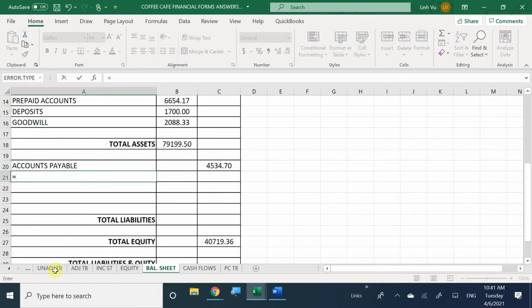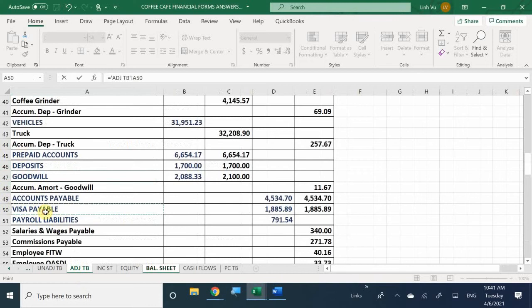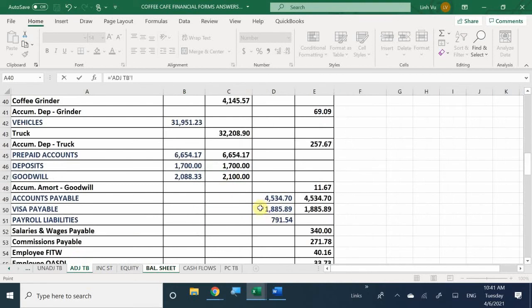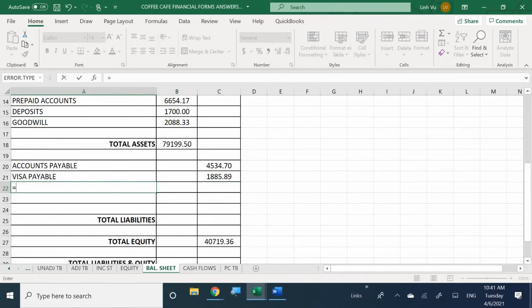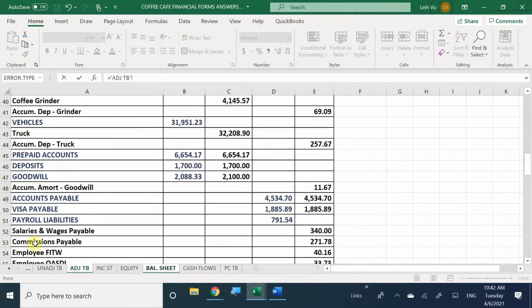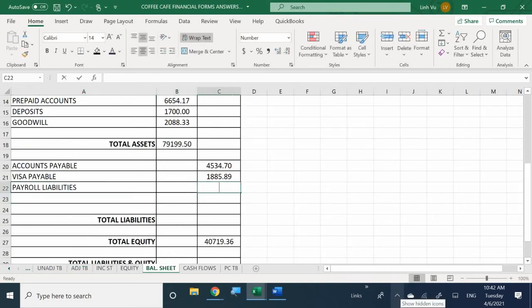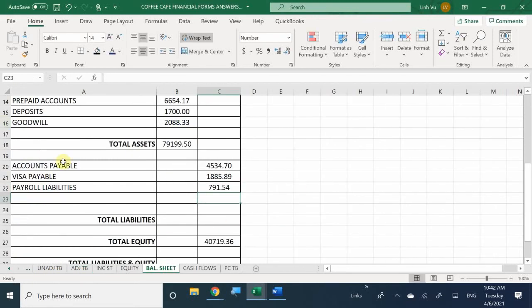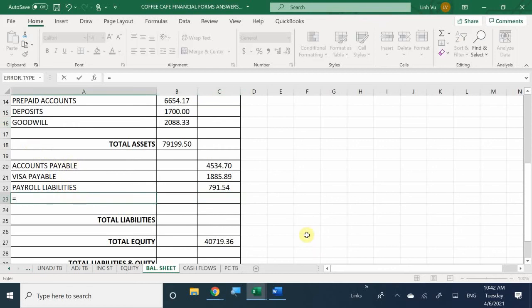What's my next liability? Visa payable, for the total amount of 1,885.89. What's next? Payroll liabilities for a grand total of... okay. What's next?